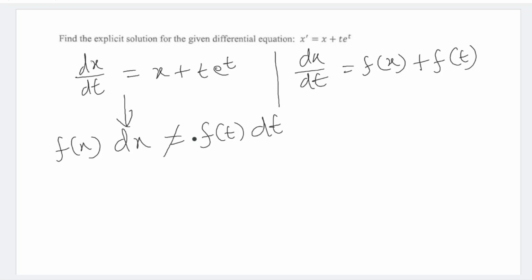So in this case we have to use the integrating factor method. In the next video I'll show you how to use the integrating factor method to solve first order ordinary differential equations when we cannot use the separation of variables method.